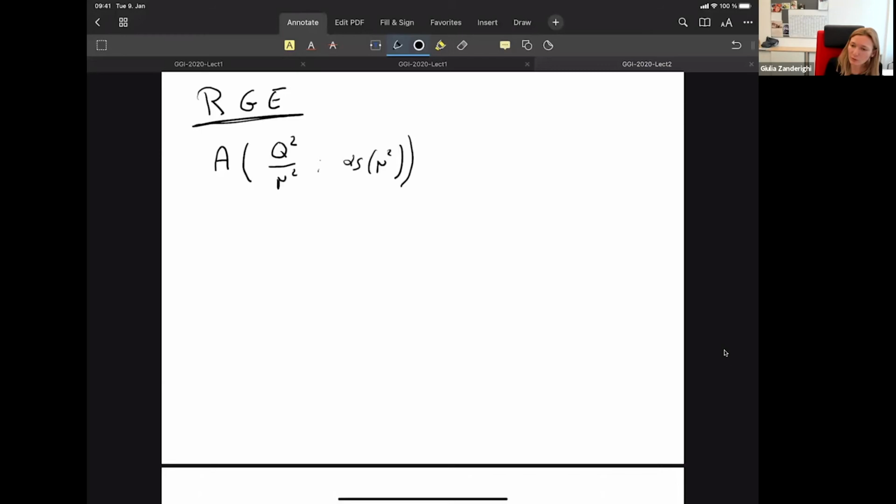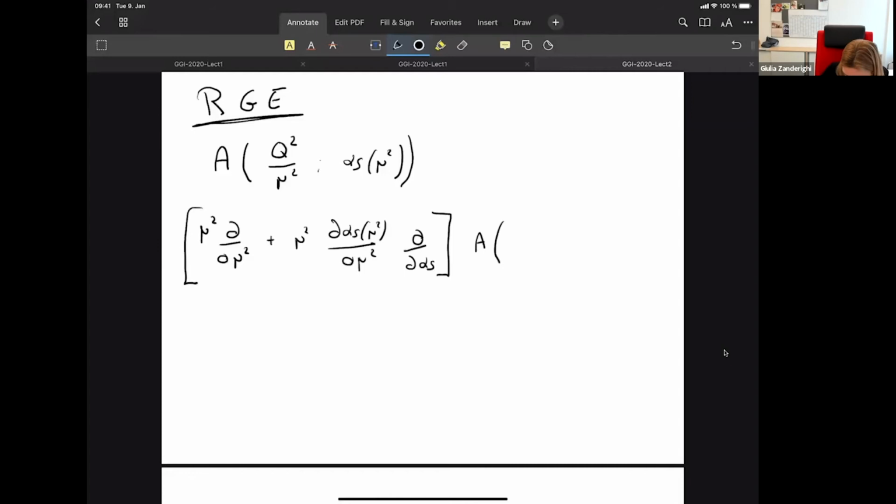So the renormalization group equation means that if you take the total derivative of this quantity with respect to the scale mu that you introduce artificially, it's not a physical scale, you introduce it to renormalize the coupling, then this should be zero. Explicitly, we write mu squared times the explicit derivative of the function with respect to mu squared, plus mu squared times the derivative of alpha s of mu squared over the derivative in mu squared, times the derivative of the function with respect to alpha s. This is the total derivative of A as a function of Q squared over mu squared and alpha s of mu squared. This object is zero. Now you see that this bit that appears here is nothing but the beta function, my function beta of the coupling constant.